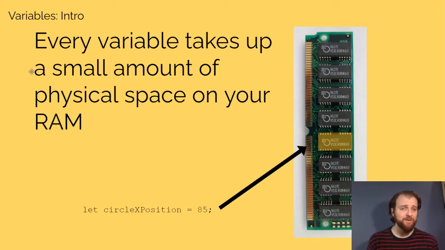Now, when you're beginning programming like this, you probably won't run into this problem. As you get more advanced, you will, because your RAM can store millions and millions of variables. But I like to think of it like this picture here. When I write a variable like let circle x position equals 85, I like to think of that as actually being taken up on my RAM in a certain amount of space.